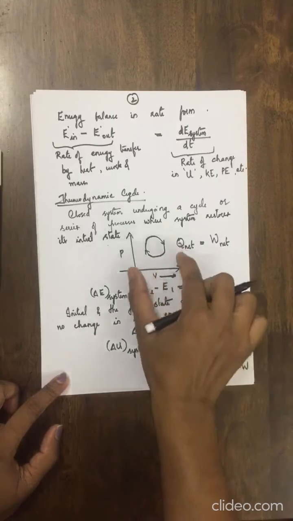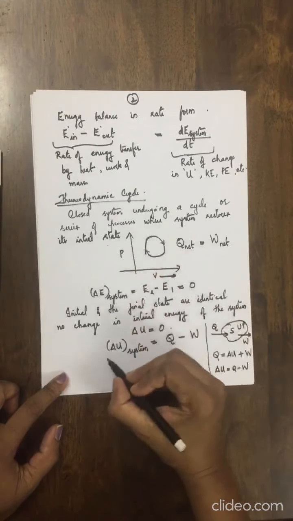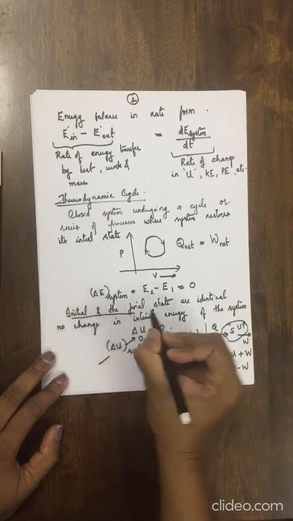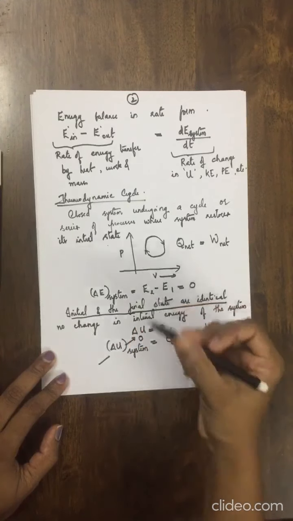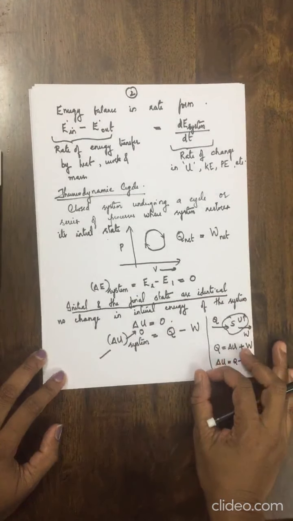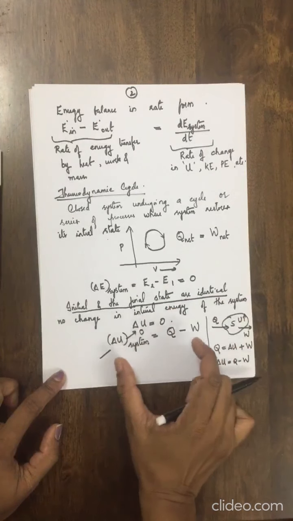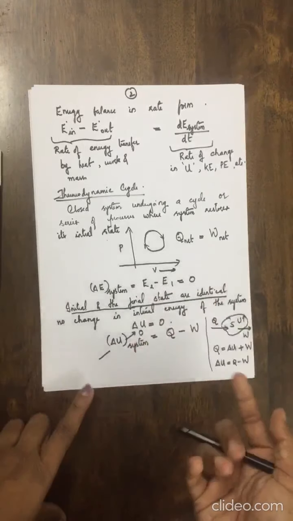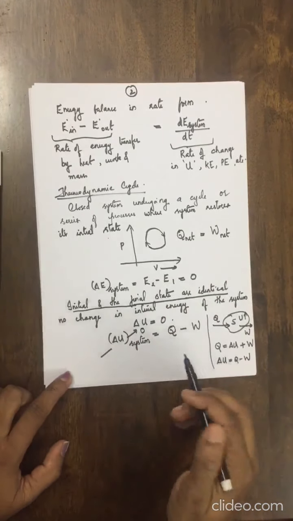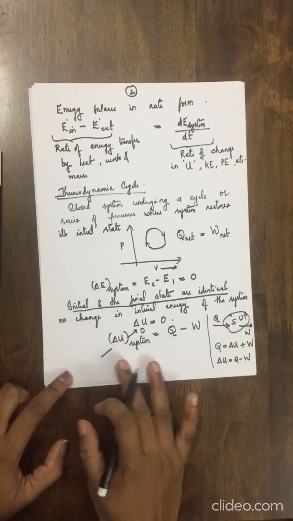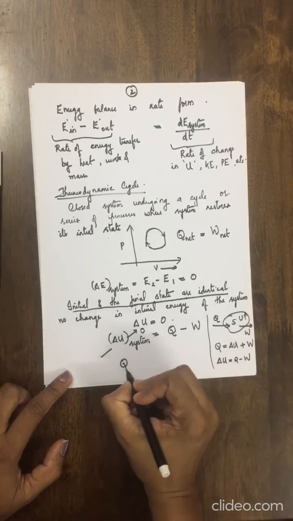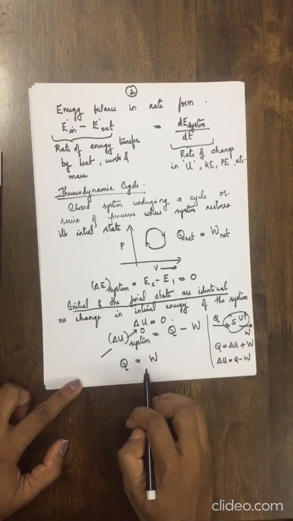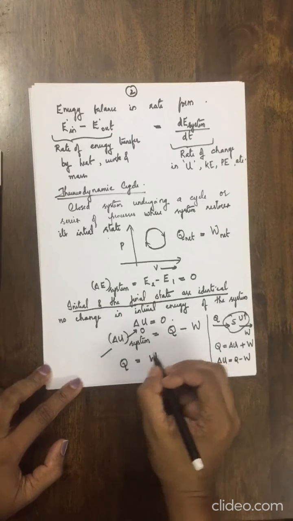But in case of a cyclic process, the change in internal energy of the system is equal to 0, since the initial and final states are identical. The system returned back to its initial state and there is no change in internal energy of the entire system, even though it undergoes a transformation from state 1 to state 2 and from 2 to 1, or a series of processes, and returns back to its initial state. In such case, change in internal energy is equal to 0. So Q is equal to W. The net heat input is equal to the net work delivered out of the system.